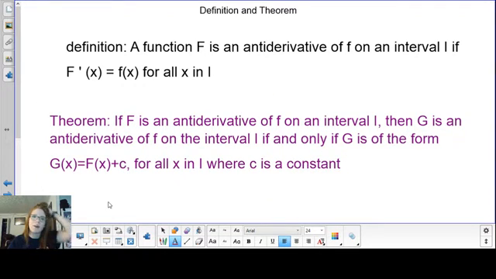So the definition of an antiderivative is when the derivative of that function equals the original function, so going back and forth. This leads us to a theorem: if F is an antiderivative of lowercase f on some interval I, then G is an antiderivative of f on the interval I if and only if G is of the form G of x equals F of x plus c for all x, where c is a constant.